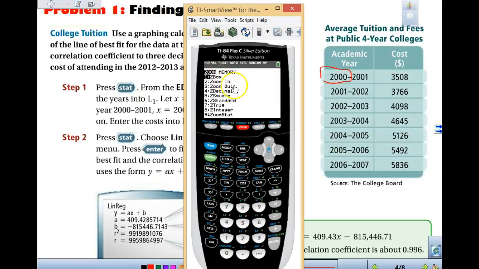We are not zooming in or zooming out. We are going down to option 9, which is zoom stats. We wanted to show our statistics. So we hit enter.